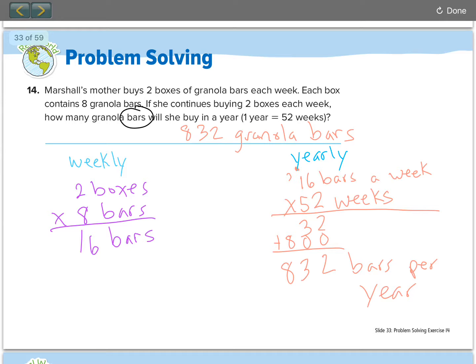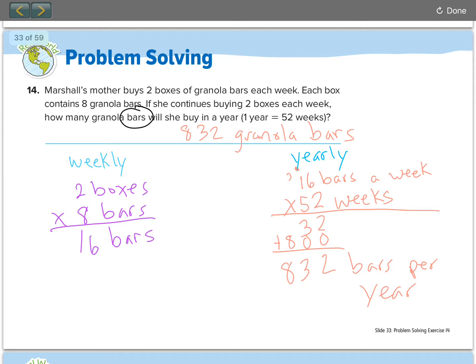This problem took a couple of steps. First, I had to figure out how many bars there were per week. Once I knew how many bars there were per week, I was able to find it yearly. So for the week, I'm buying 2 boxes with 8 bars in it. So 8 times 2 is 16. That means that each week there are 16 bars.